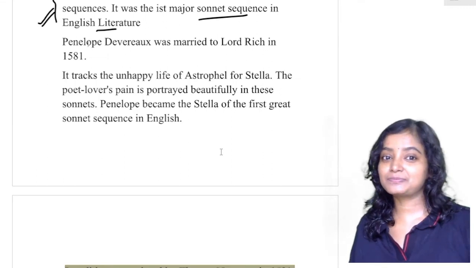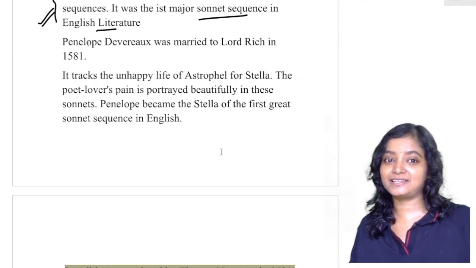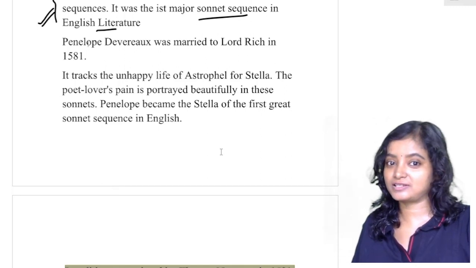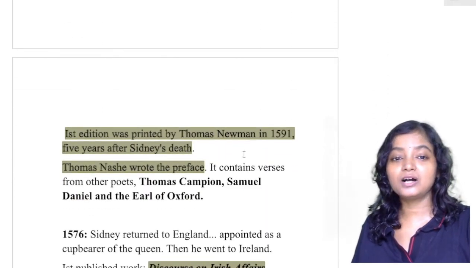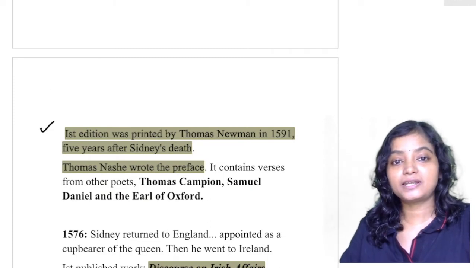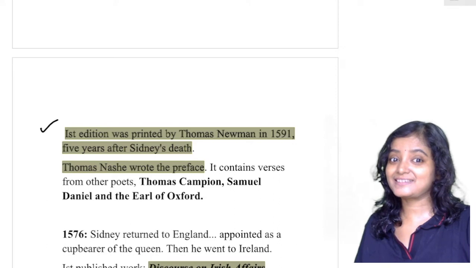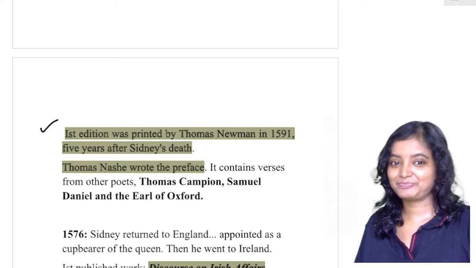The poet lover's pain is portrayed beautifully in these sonnets. Penelope became the Stella of the first great sonnet sequence in English. Now, the first edition was printed by Thomas Newman in 1591, 5 years after Sidney's death.